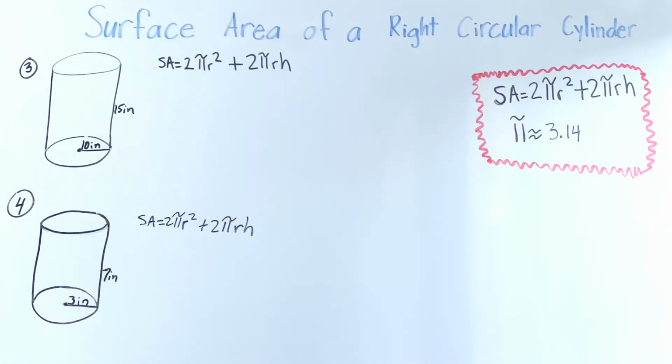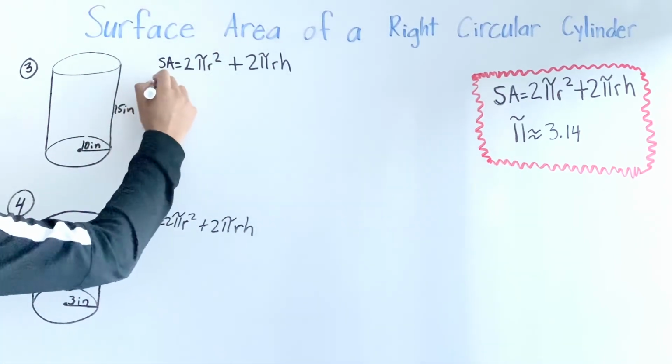Okay, so let's start with number 3. We have 2 pi r squared. Once again, we use pi r squared because we're doing the area of the base, which is a circle. And then we have 2 pi r, which is the circumference of a circle, times your height. So we can find the surface area of the right circular cylinder. On this one, I'm going to skip a couple of steps and go straight to the answer.